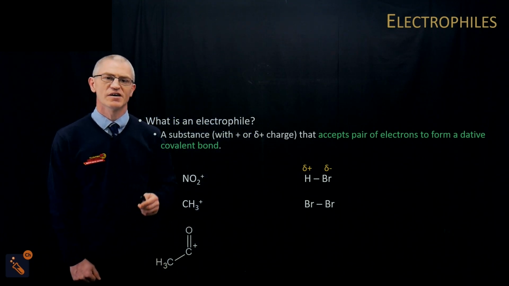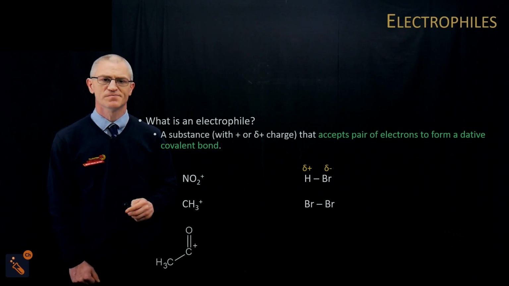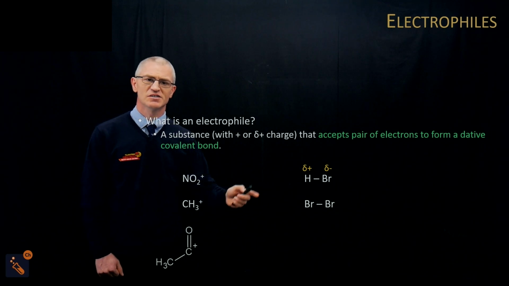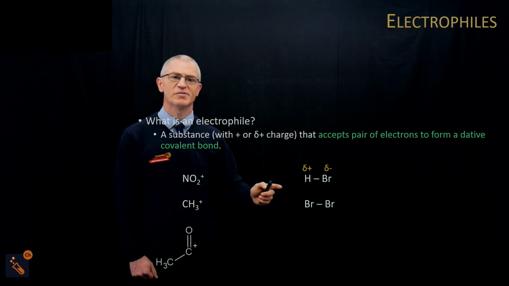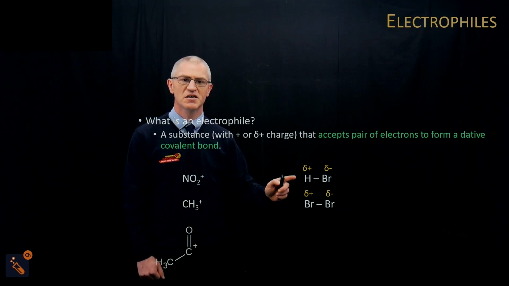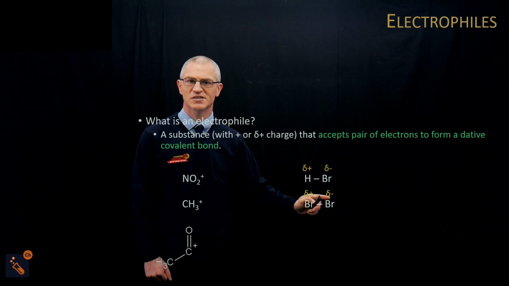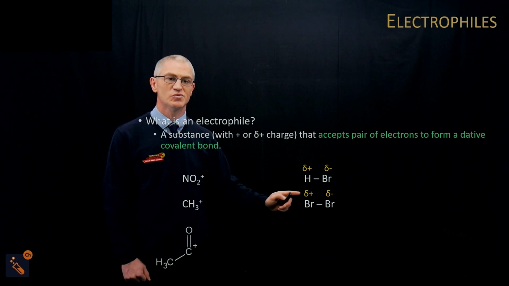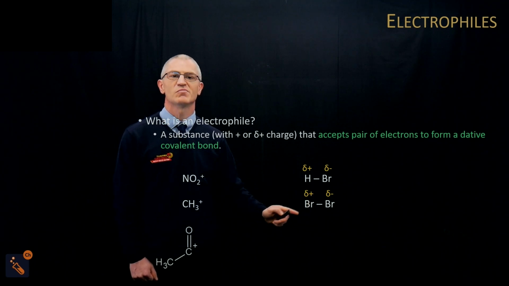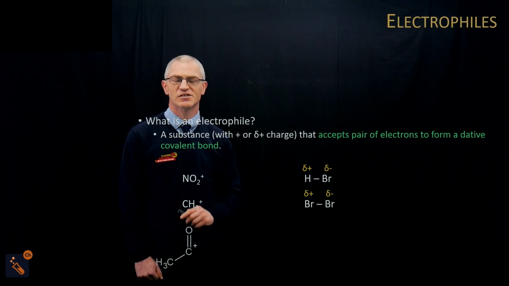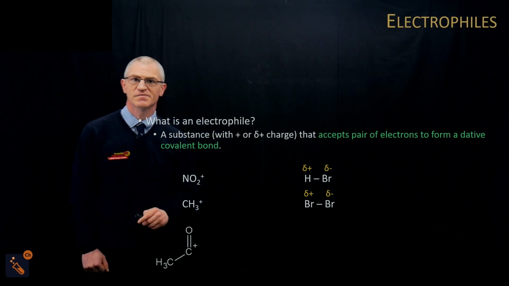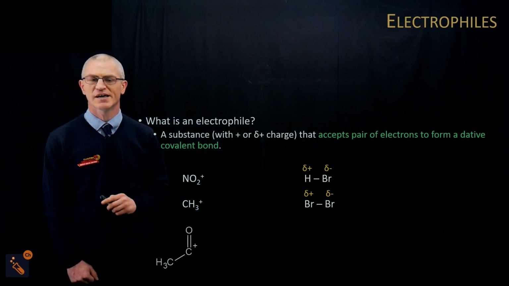You can also have an electrophile with Br to Br or Cl to Cl, but that dipole is not naturally occurring. That's caused by them getting close to a double bond. So you can have that as an electrophile, but it doesn't naturally occur because they have the same electronegativity. But you will see in electrophilic addition, for example, that this dipole exists because of the repulsion of the electrons by the double bond. So it is in fact an electrophile, even though it wouldn't normally have a dipole.